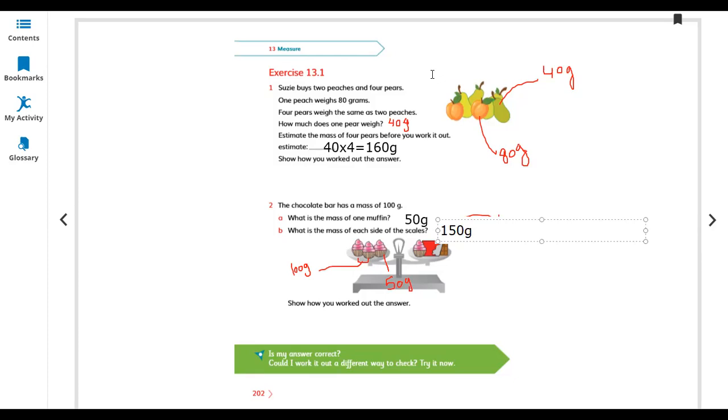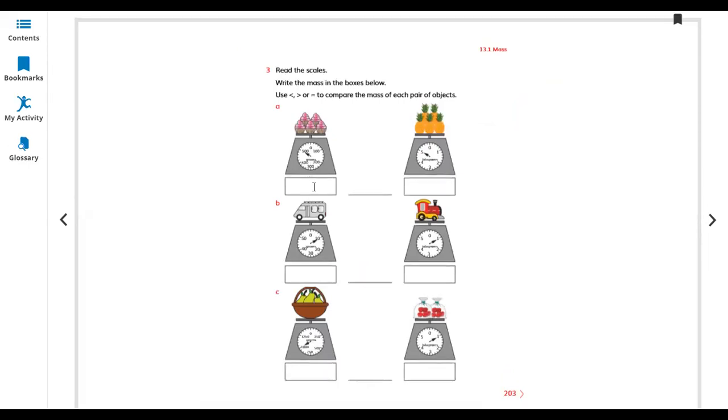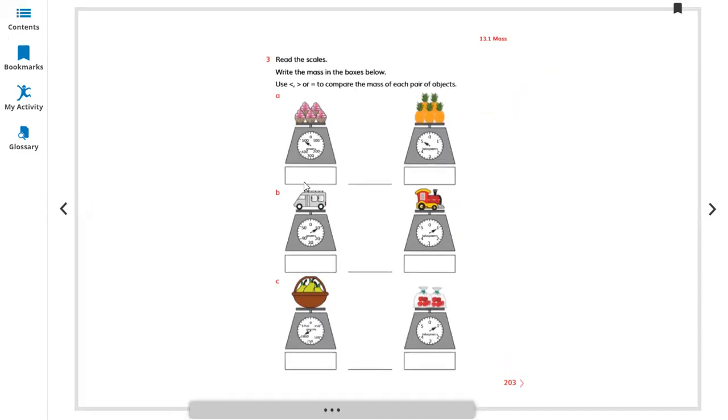Let's move to the next page, 203. Read the scale, write the mass in the boxes below, then use less than, greater than, or equal to. Compare the mass of each pair. First, we need to write here, there we can see it's 500 gram. So we write here 500.